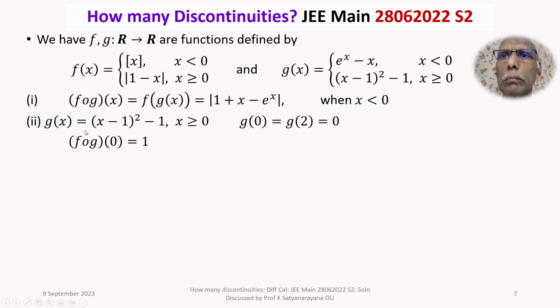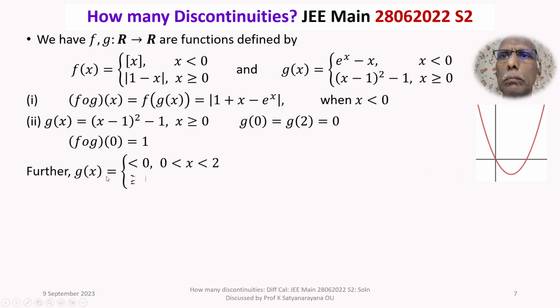Now, so what is g of x? G of x is (x minus 1) whole square minus 1. So, it represents a parabola opening upwards and crossing the x-axis at x is equal to 0 and x is equal to 2. So, it will be like this. A portion of the parabola between 0 to 2 will lie below the x-axis. So, that will tell you g of x is negative in 0 less than x less than 2.